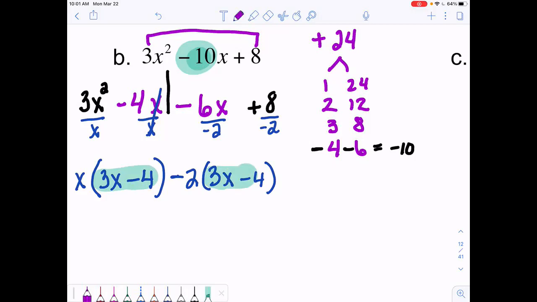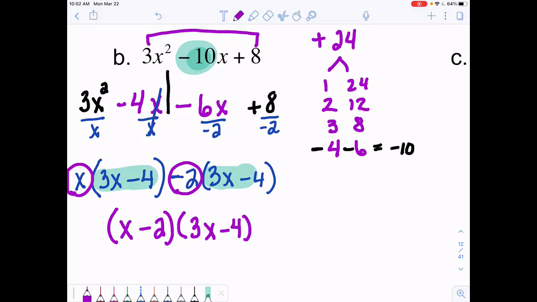So the last step, you're going to take the number in front and pull them together in a parenthesis. So x -2. And then you take the parentheses that were the same, and you pull them together as one parenthesis as well. 3x -4. So the numbers in front squish together, and then the parentheses squish together as well. Questions now that you've seen it 2 times.